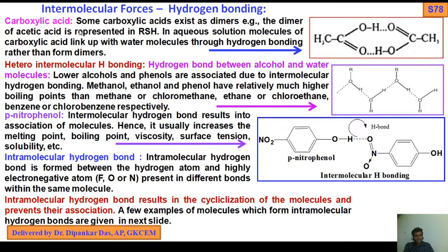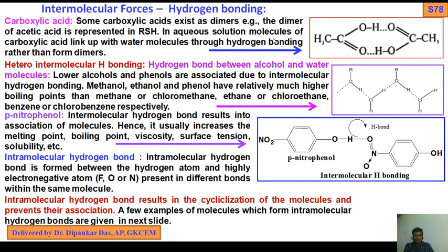Next, carboxylic acids. CH3-C(=O)-OH. There is an oxygen atom, and there is a hydrogen already linked with another more electronegative oxygen by a covalent bond. Now this hydrogen is eligible to form a hydrogen bond with this oxygen, so they can form a dimer. Some carboxylic acids exist as dimers. The dimer of acetic acid is represented on the right-hand side here.